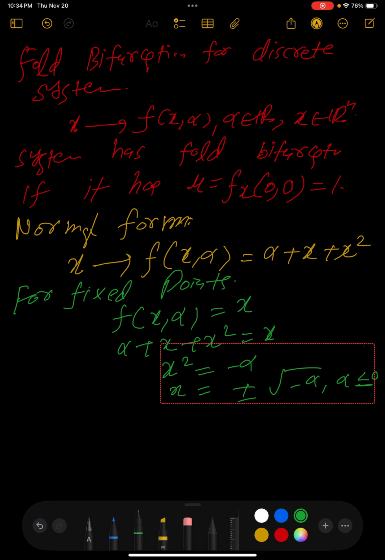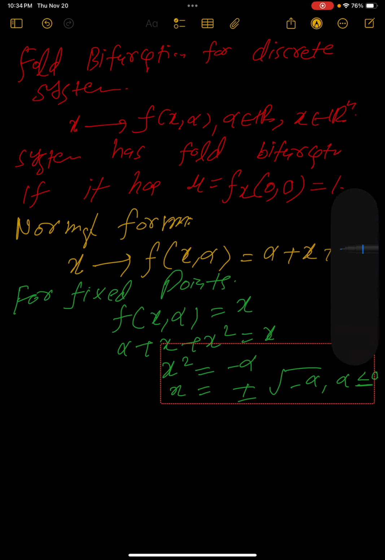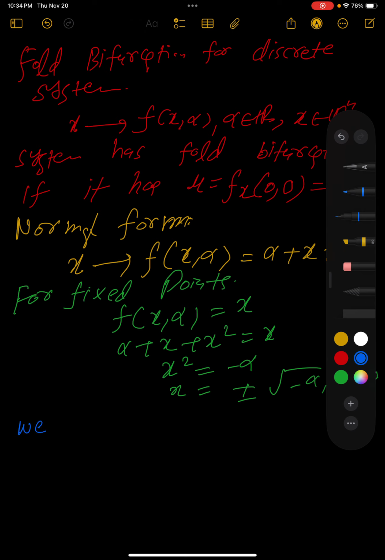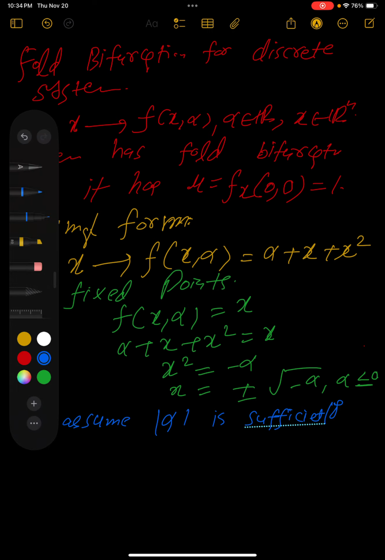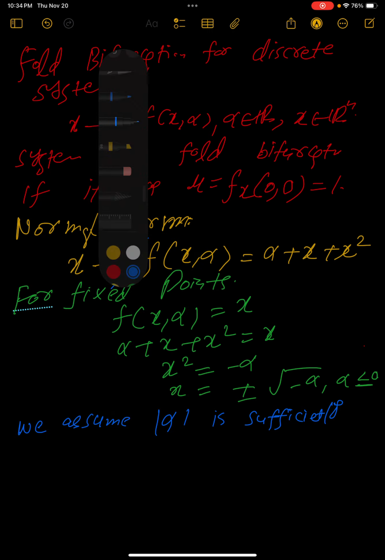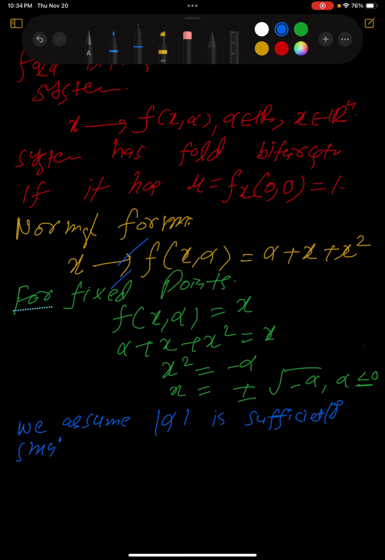Less than or equal to 0. But here we will add a condition, and the condition is that we assume alpha is sufficiently small. Okay, so now we are going to discuss the stability.